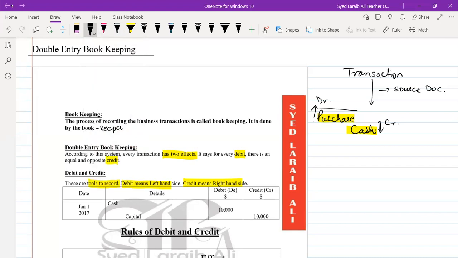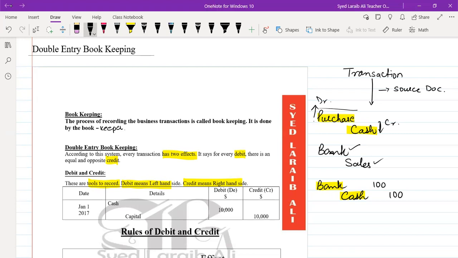For example, if you have sold goods for cash and you received a check, so bank would be debited and sales would be credited. This is the left hand side, this is the right hand side. In the same manner, if we deposit our cash into the bank, so bank will be debited and cash would be credited. So this is how bookkeeping is done with the help of transactions on debit and credit. Remember, according to this, the amount of debit and credit should be equal.